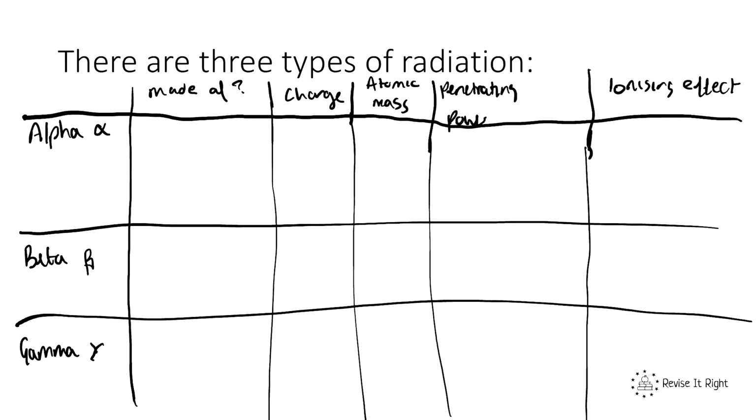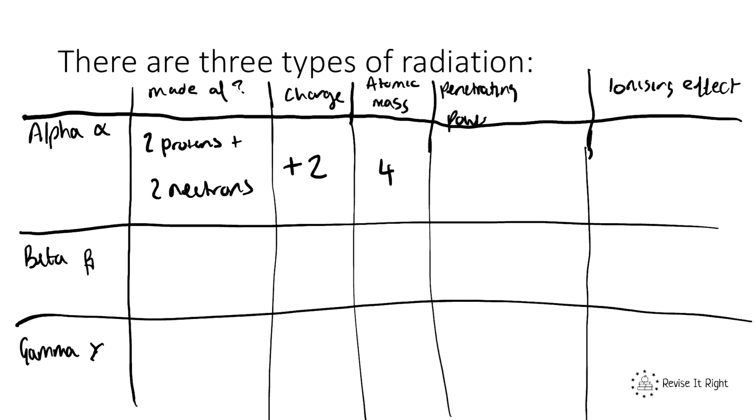Now, as we just said, there are 3 types of radiation, and I'm going to take you through each of those 3 now, what they're made of, their charge, their atomic mass, their penetrating power, and their ionizing effect. So, alpha particle, as we said, is a helium nuclei, therefore it's made up of 2 protons and 2 neutrons. Now, because of this, it has a charge of +2, and it has atomic mass of 4. Because 2 protons have a relative mass of 2 and 2 neutrons have a relative mass of 2, so that's an atomic mass of 4.